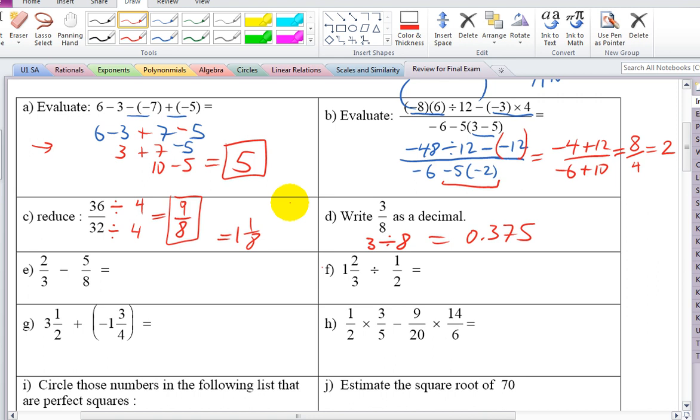Next one, make sure you have a common denominator for your fractions. What is your common denominator with 3 and 8? 24. Good. Change your fractions, put them together, please.